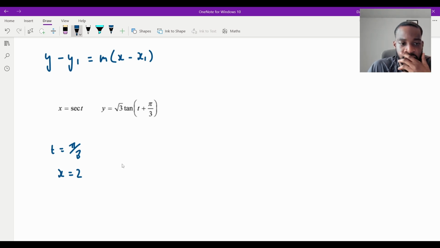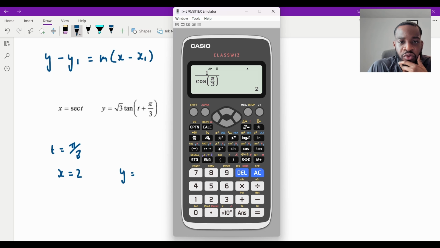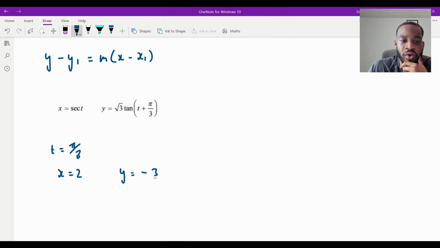And now this one here, y, what will that be? Let's plug that in. It's going to be root 3 and then tan of pi over 3, and then another pi over 3, right? Okay. So that would be -3, right? So we've got the coordinate (2, -3).